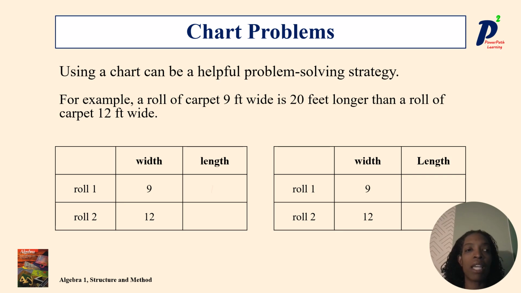So let's say that we choose roll 1 to have a length of L, then that means that roll 2 will have a length of L minus 20. On the other hand, let's say we give roll 2 the length of L, then that means that roll 1 will have a length of L plus 20.